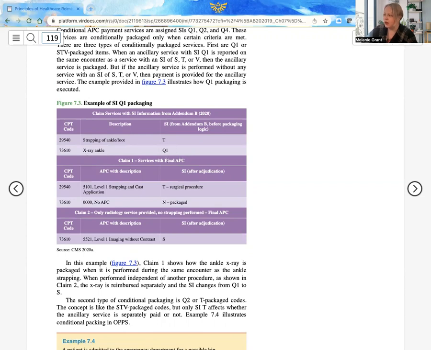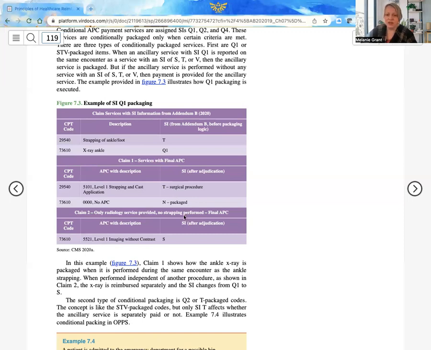When we get into our claim 1 for the final APC, the provider themselves is going to bill 29540, and they'll get the APC code associated with that for payment of a level 1 strapping and cast application. You'll notice that they have no reimbursement for the x-ray itself because it's considered packaged. But if the radiology service is provided separately, then this would have a status indicator of S. And so this would be the level 1 imaging without contrast.